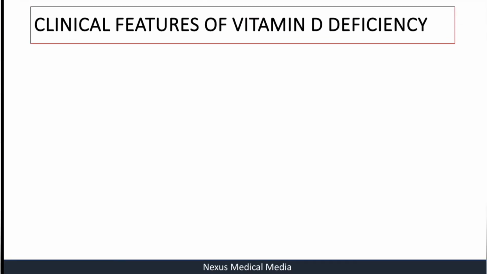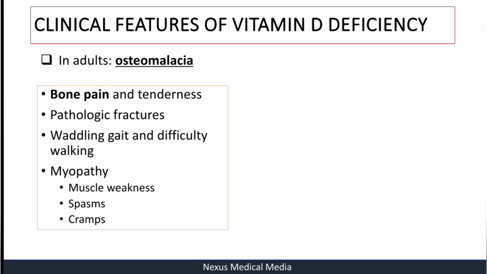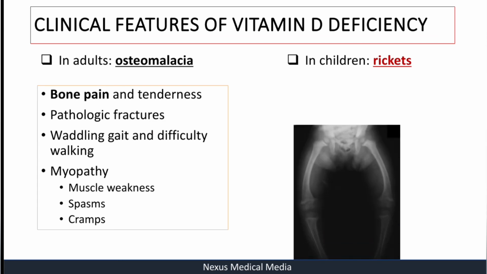Clinical features of vitamin D deficiency. So in adults, there will be osteomalacia, right? In osteomalacia, you find features like bone pain and tenderness, pathologic fractures, waddling gait and difficulty in walking, and myopathy. You see muscle weakness, spasms, and cramps, right? So basically what you will see here are the features of hypocalcemia. In children, it's mainly rickets, right?